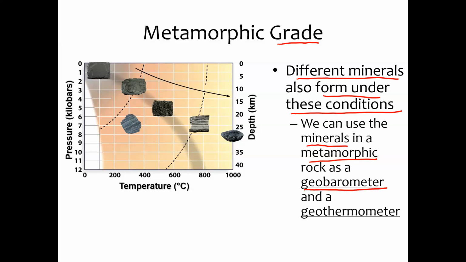Barometers measure pressure. So this is like an earth pressure barometer. And a geothermometer means this is sort of an earth temperature measuring device. Simply by reading the minerals in a rock, we can know the pressure and temperature under which those minerals formed. That is, if we're looking at a metamorphic rock.